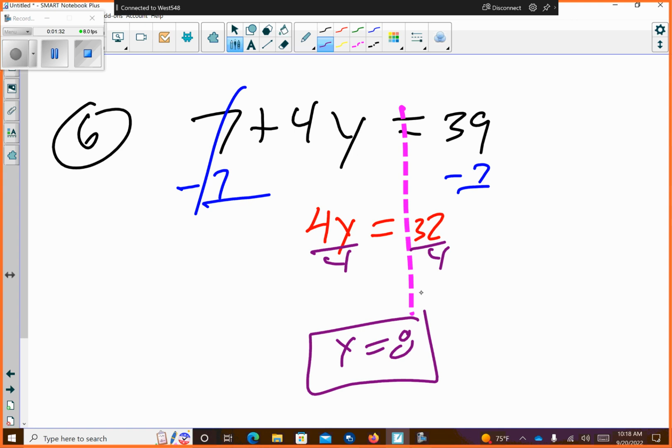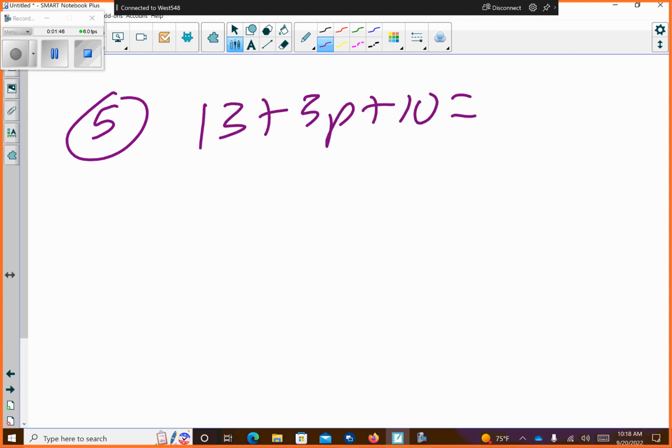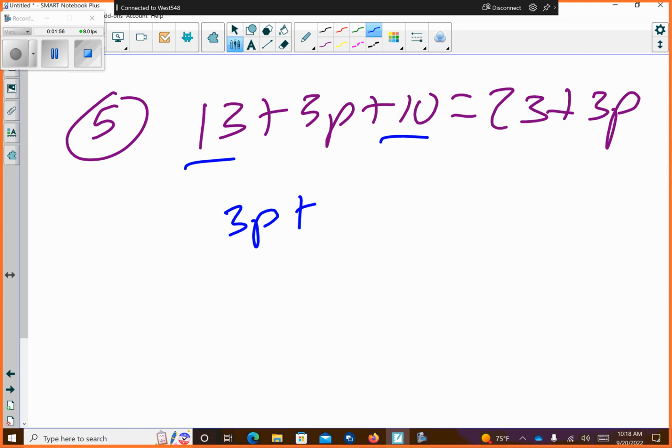How much? Number 5 you said? Cool, we can see it again. For 5, we have 13 plus 3p plus 10 equals 23 plus 3p. All right, these are like terms, so we can combine them together. So I get 3p plus 23 equals 23 plus 3p.